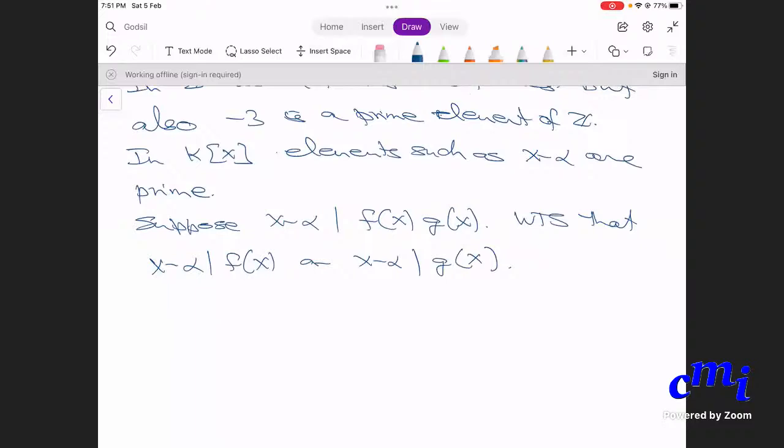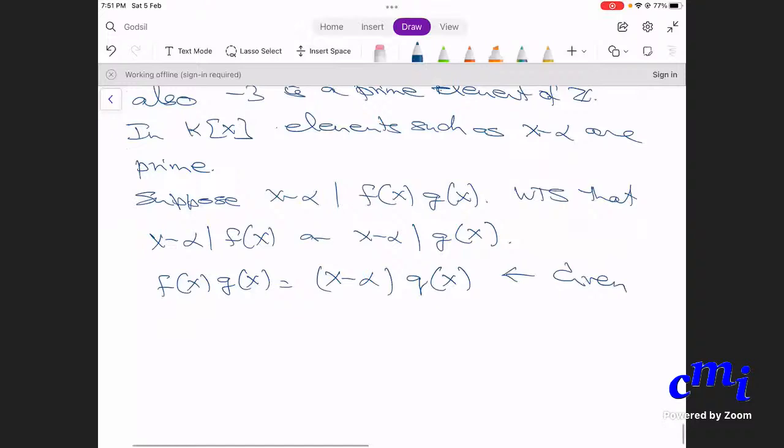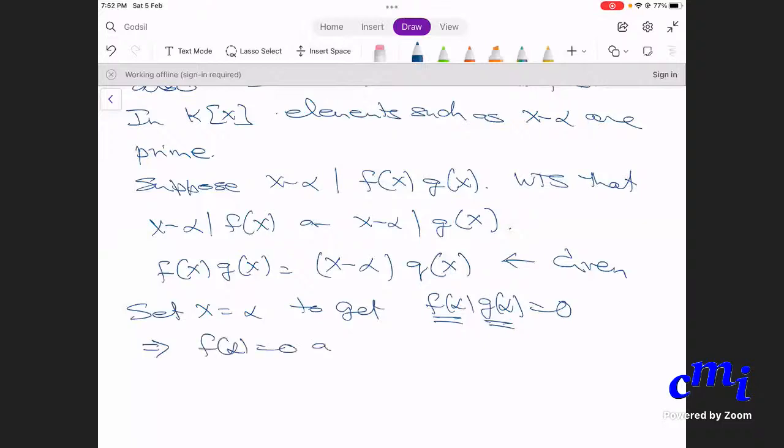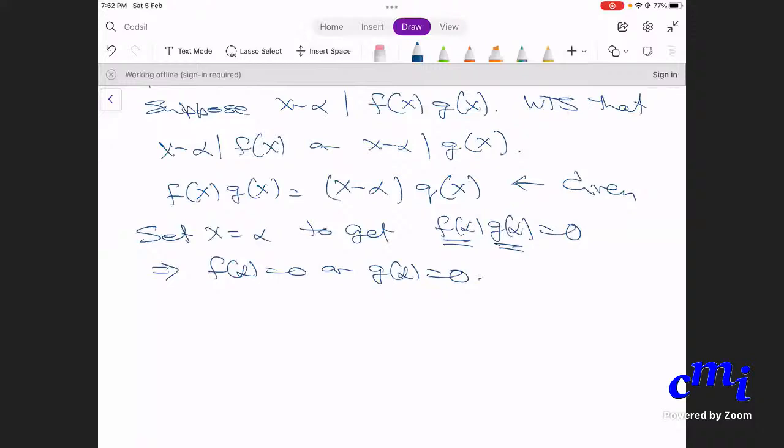But what does it mean to say x minus alpha divides f(x)g(x)? It means f(x)g(x) equals x minus alpha times some other polynomial q(x). Just set x equal to alpha. There is a homomorphism from K[x] to K by setting x equal to alpha. So set x equal to alpha to get f(alpha)g(alpha) is 0. But f(alpha) and g(alpha) are elements of K, and K is definitely an integral domain, it's a field. So if the product is 0, f(alpha) is 0 or g(alpha) is 0.